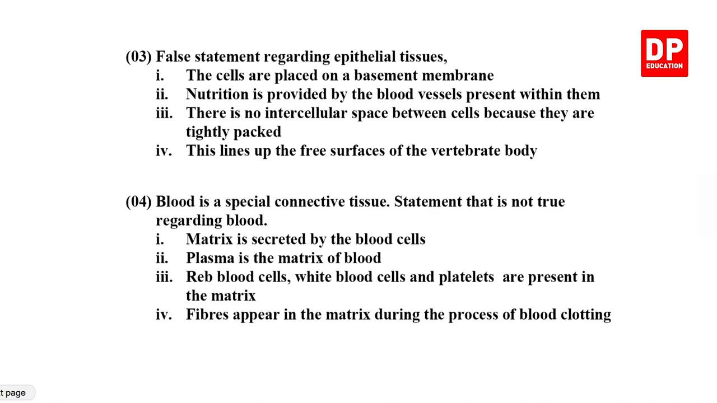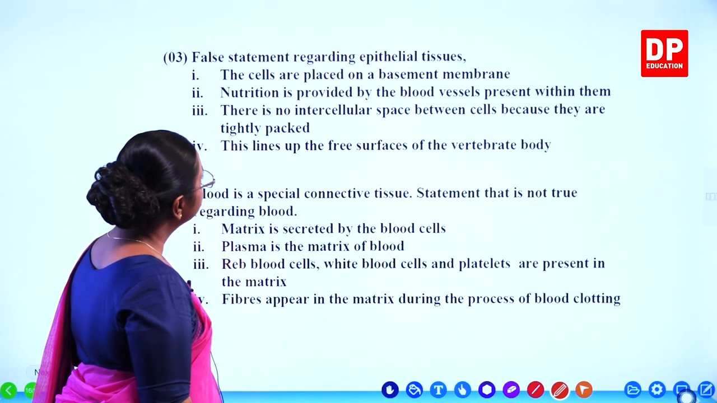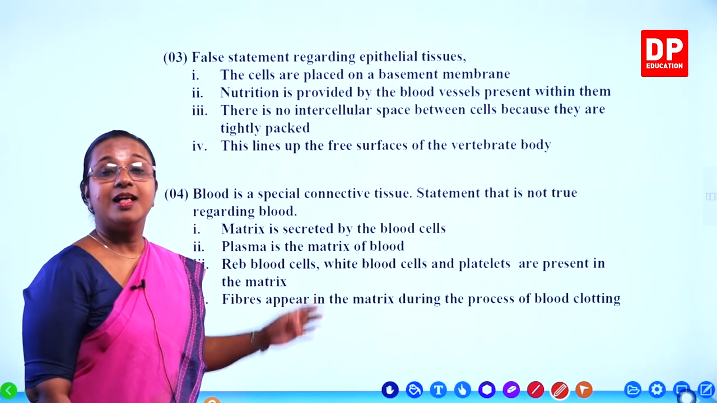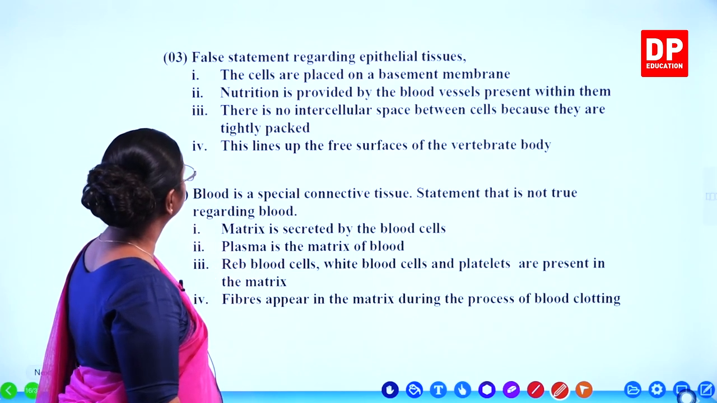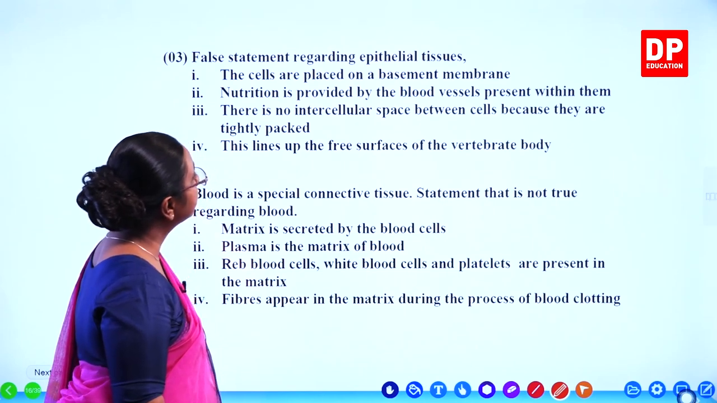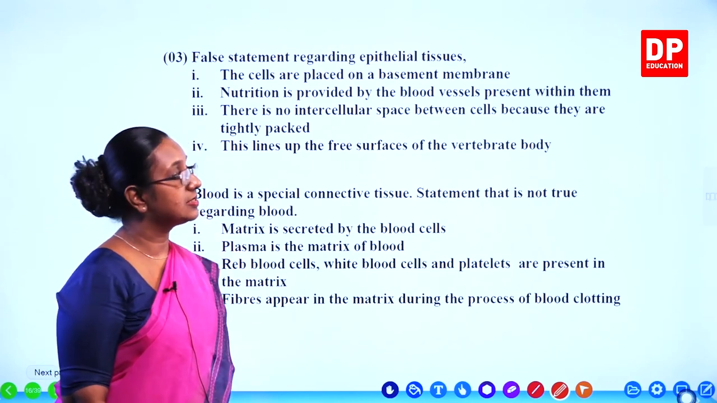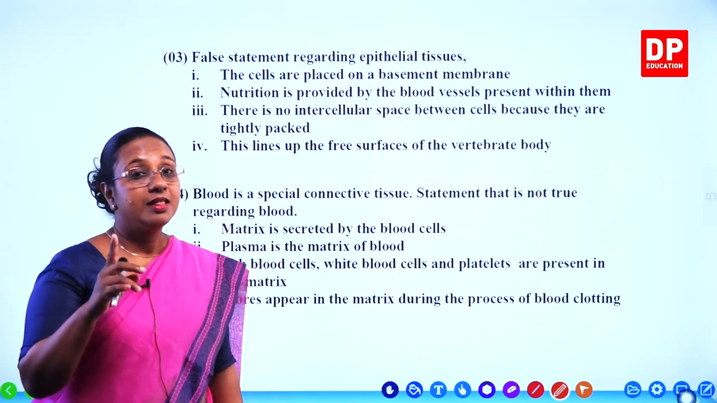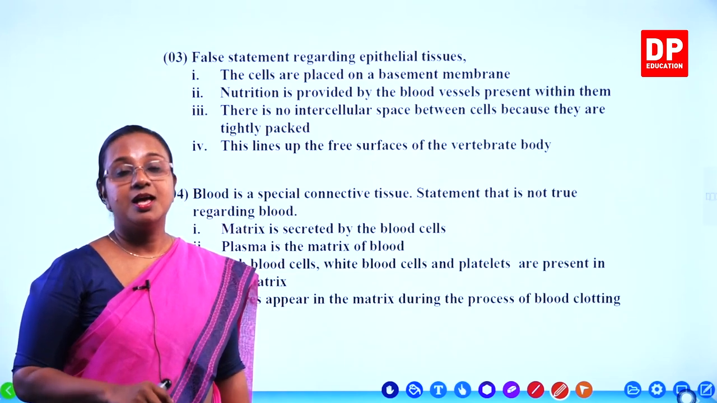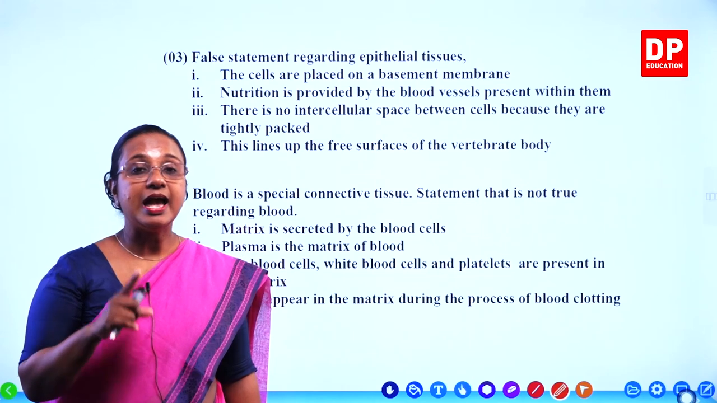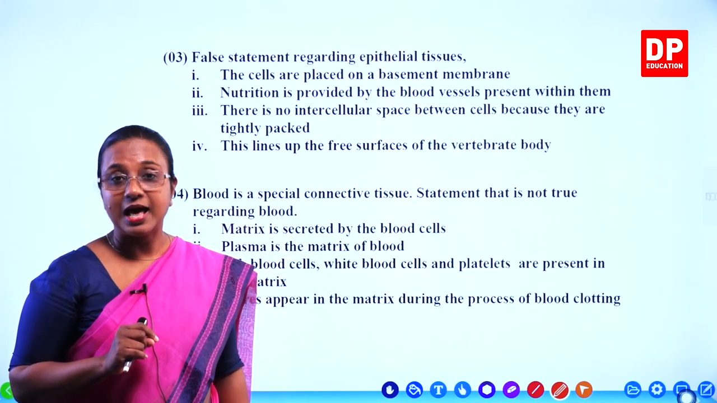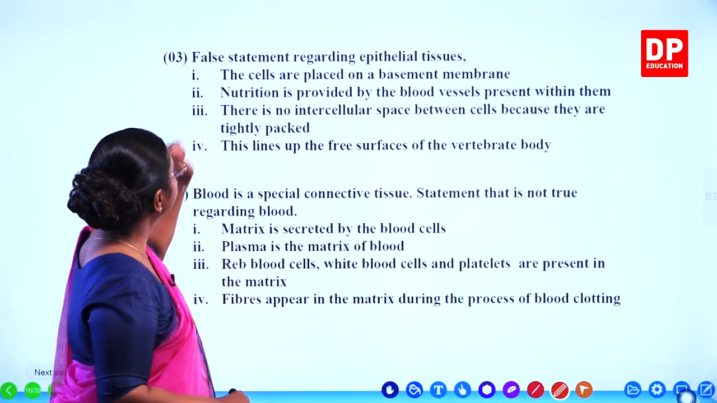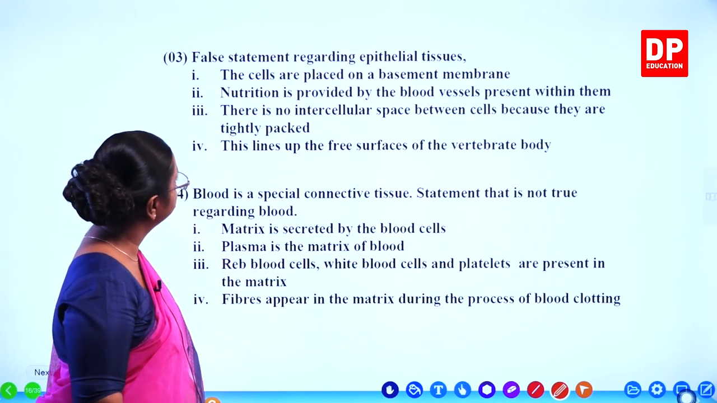False statement regarding epithelial tissues. The cells are placed on a basement membrane. That is a characteristic of epithelial tissue. Nutrition is provided by the blood vessels present within them. That you can remember, students. Epithelial tissue has nervous supply but does not have blood supply. So this is not possible.